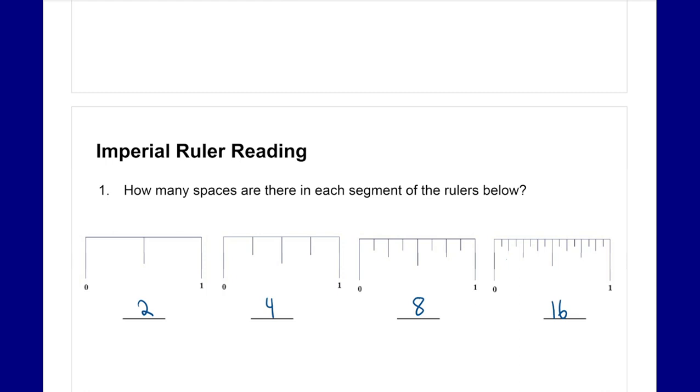But the lowest that we're going to look at in our terms is 16ths. You could go further and go into 32nds. Some imperial rulers do go that small, but we're just going to stick with the smallest as being 16ths.